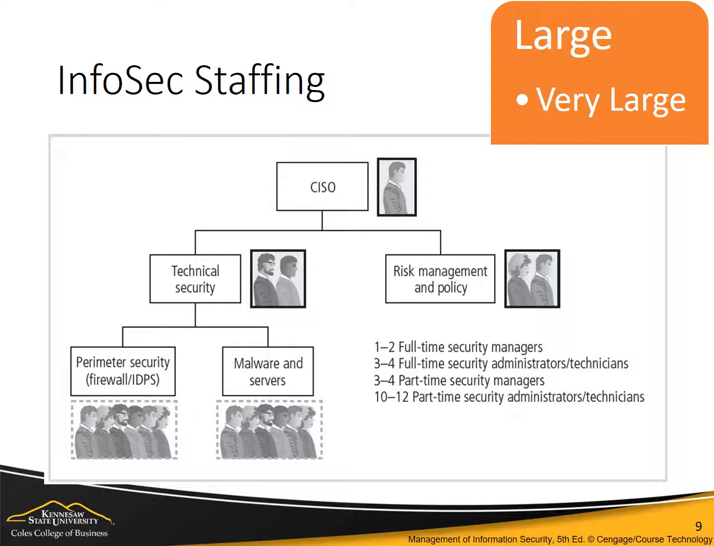This graphic is one example of how to staff for a large information security group in a large organization. You can see that the company has a CISO with technical security and risk management and policy reporting to him or her. Functions are divided based on area of expertise, which is the ideal solution. In this example, the organization may have 1 or 2 full-time information security managers, along with 3 or 4 full-time security administrators, 3 or 4 part-time security managers, and 10 to 12 part-time security administrators, technicians.